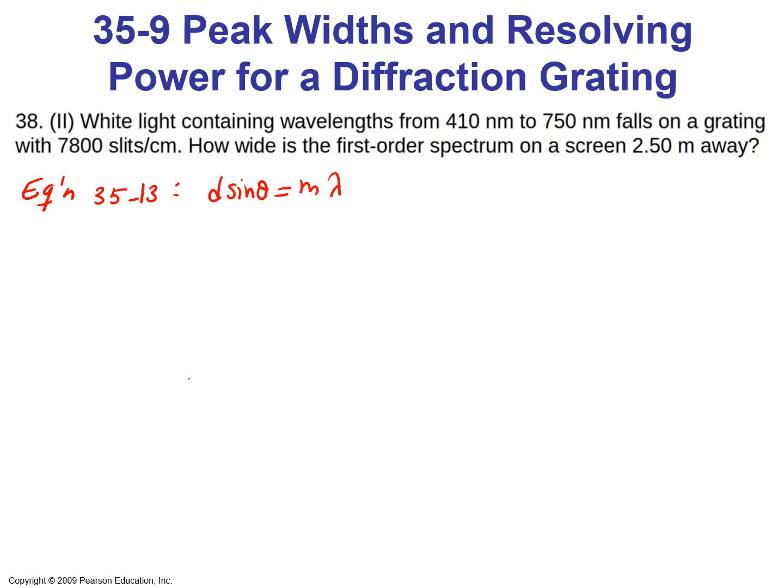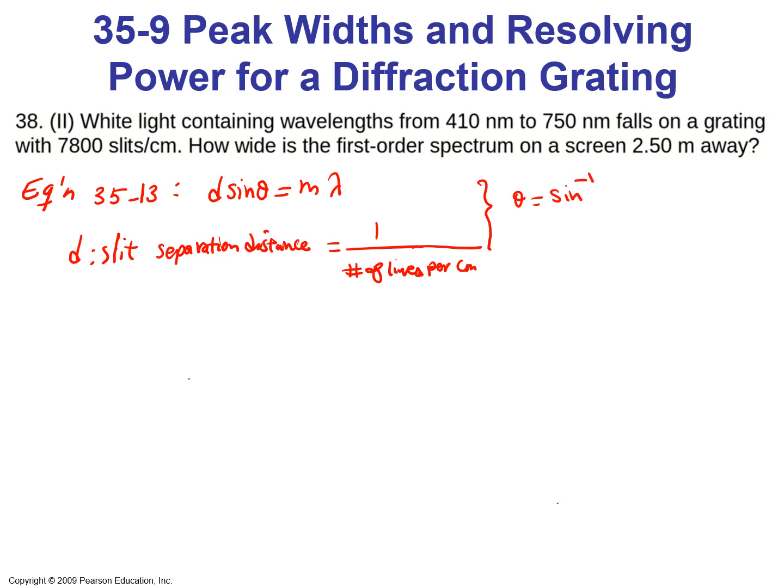where the slit separation distance is the inverse of the number of lines per centimeter. So let's write it down. d, the slit separation distance, is equal to 1 over the number of lines per centimeter. So let's use these two equations and solve for angle theta, which is inverse sine of m lambda over d, and d is equal to 1 over N. So we have sine inverse of m lambda N.